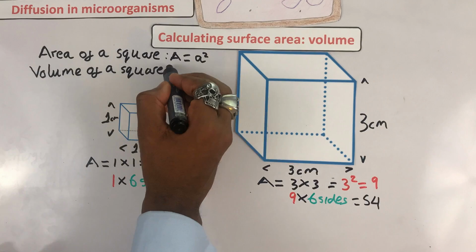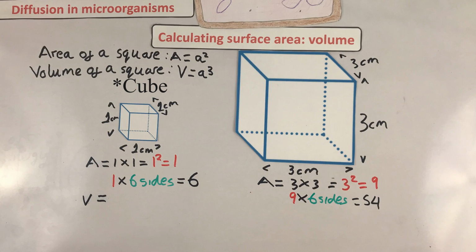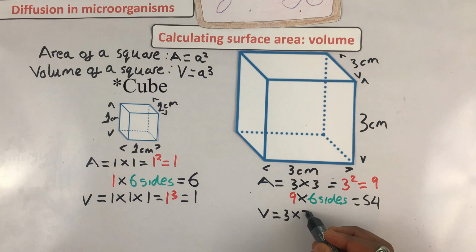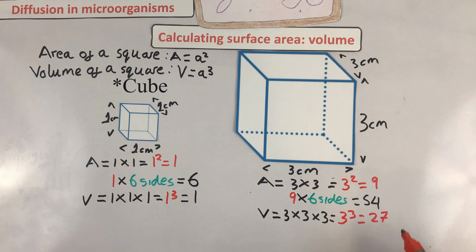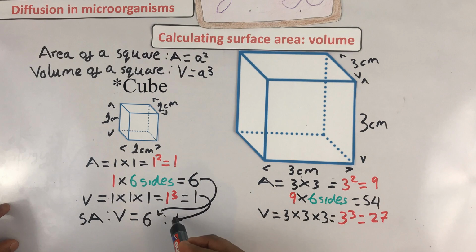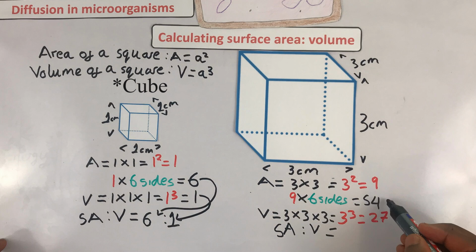The volume of a cube is just A cubed. So organism A has a total volume of 1 cubed, which is 1 times 1 times 1, which is 1. And organism B has a volume of 3 cubed, 3 times 3 times 3, which is 27. Now let's compare the surface area to volume of both organism A and B. Organism A has a surface area of 6 and a volume of 1. Organism B has a surface area of 54 and a volume of 27.